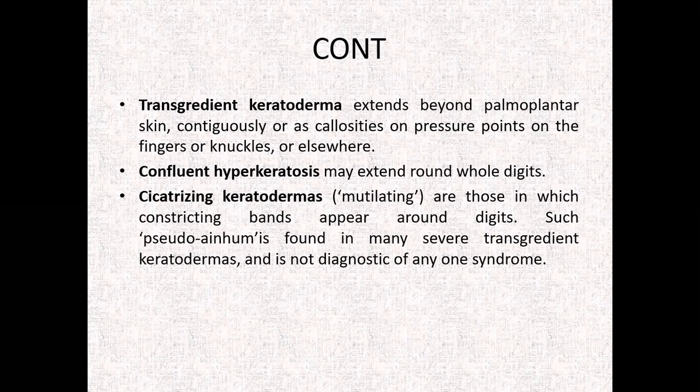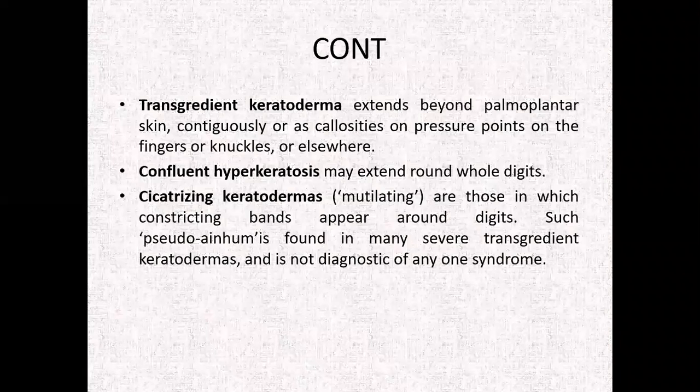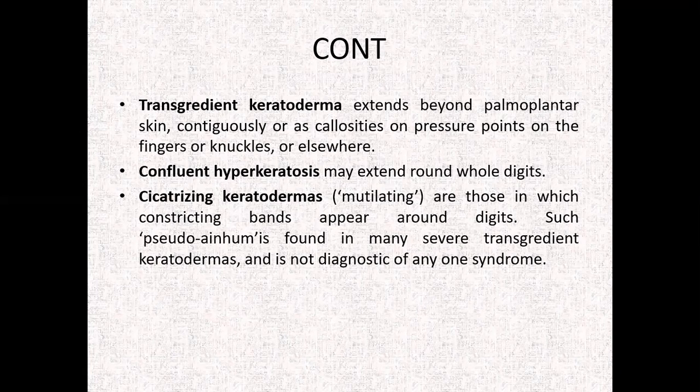Then there is a type of palmoplantar keratoderma called the cicatrizing keratodermas or mutilating keratodermas. These keratodermas are characterized by constricting bands around the digits. Such pseudoainhum is found in many severe transgradient keratodermas, and it is not classical of any one type of syndrome.